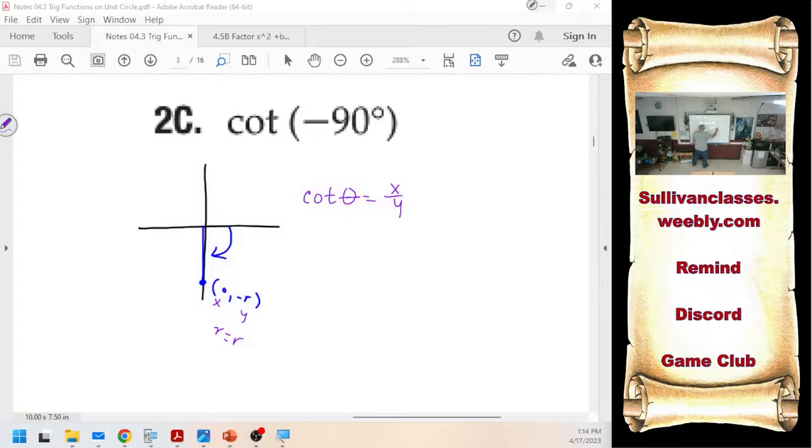Anyway, x is going to be 0. y is negative r. 0 divided by anything is still 0. Okay? Every one of the quadrantal angles is going to have 1, negative 1, 0, or undefined. That's it. So for tangent: 1, negative 1, 0, undefined. That's the only possibility at quadrantal angles.